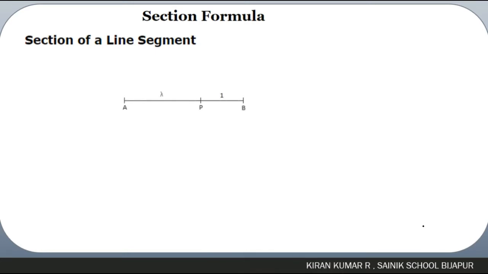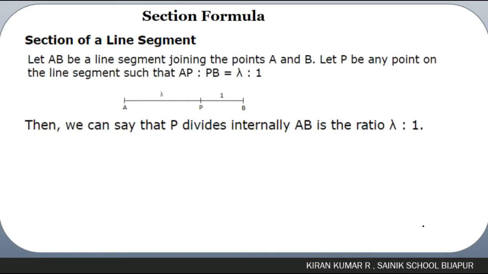Suppose I have a line segment AB, and a point P is on the line segment AB such that they are divided in the ratio AP is to PB equal to lambda is to 1. Then we say that P divides AB internally in the ratio lambda is to 1.